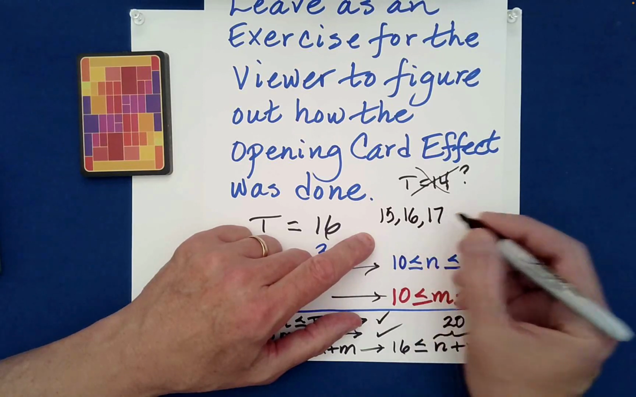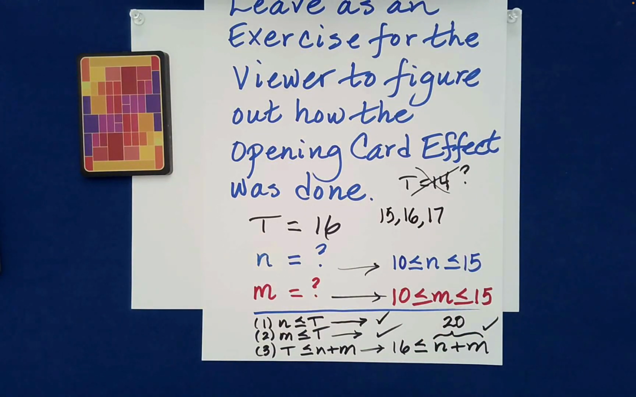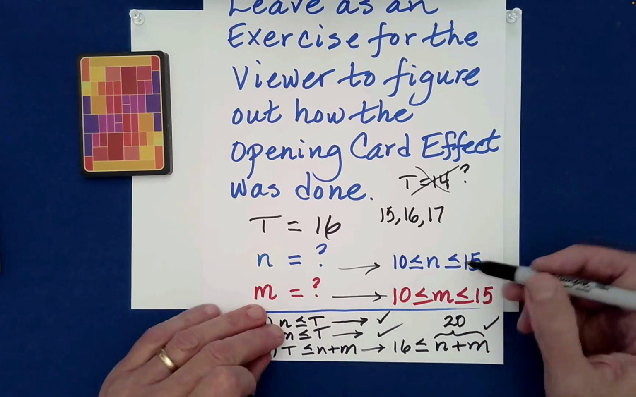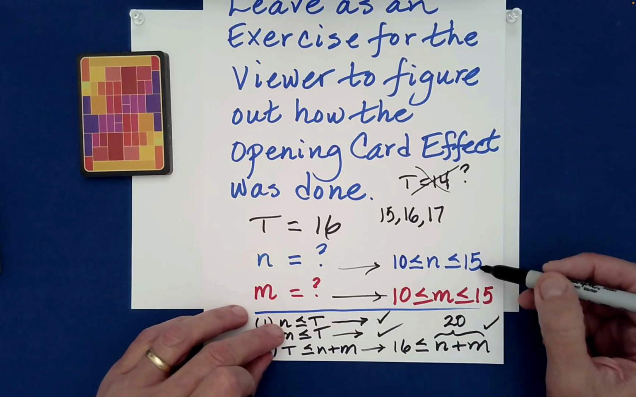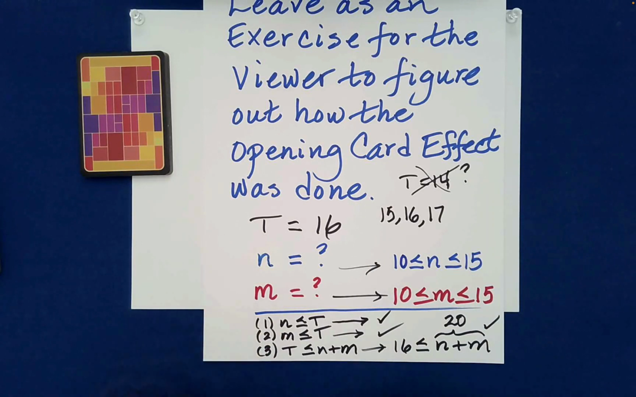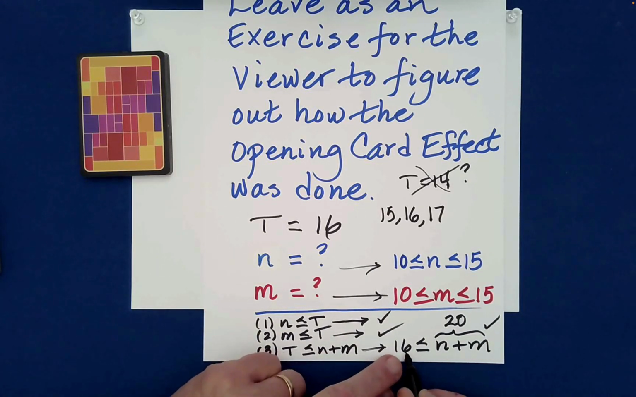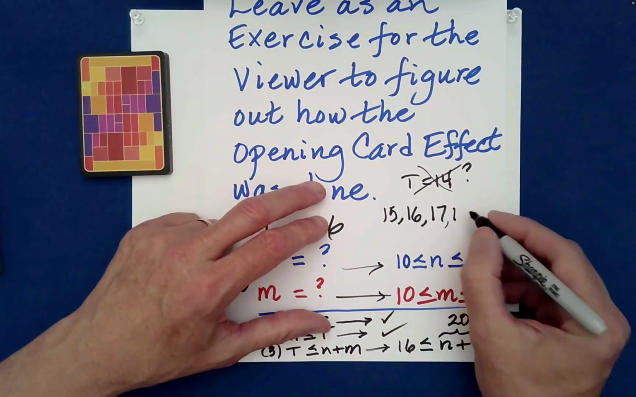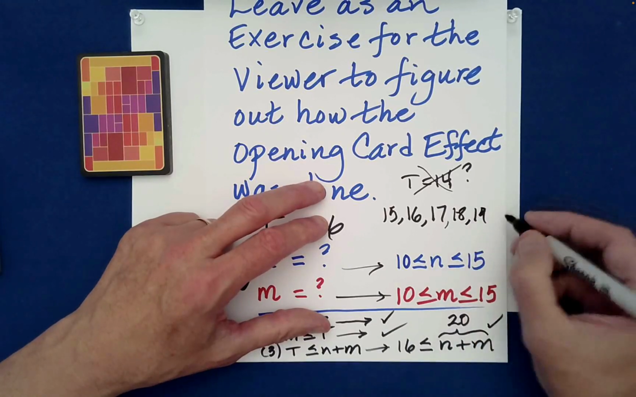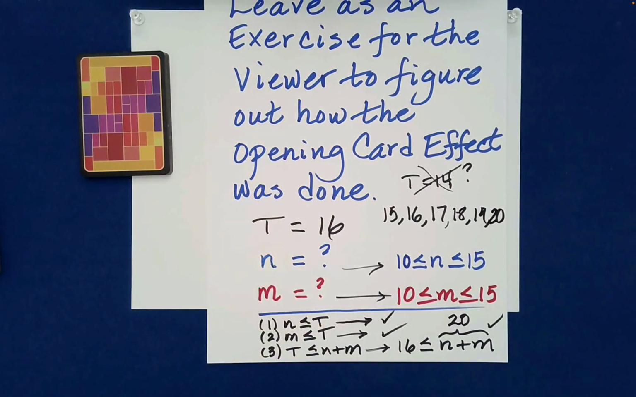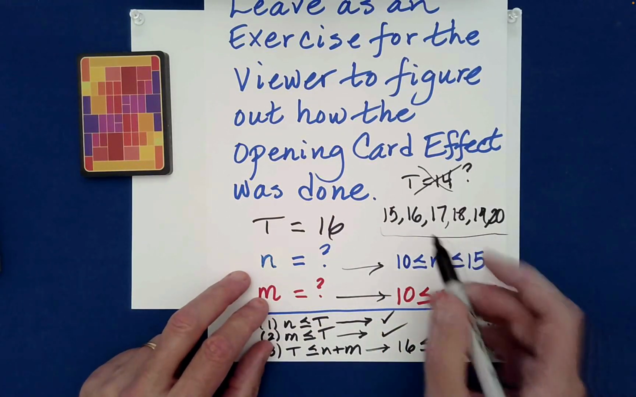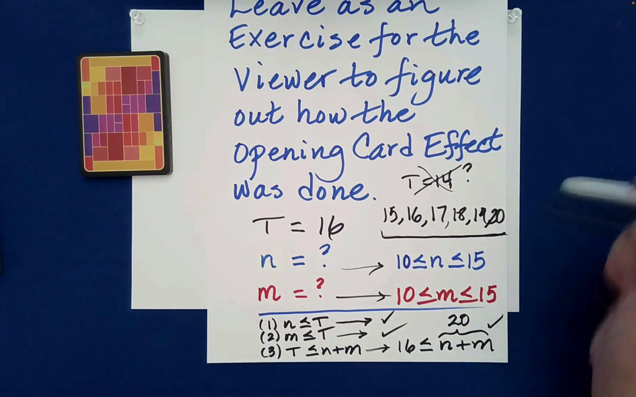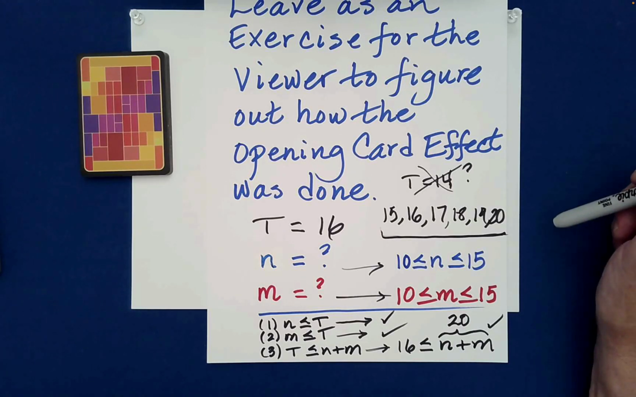What about 17? Could you actually use 17 cards? Well, the first 2 inequalities will work just fine, right? Because n and m cannot be any bigger than 15, and both of those are less than 17. So the only concern is over here. Is it true that 17 is less than or equal to 20? Well, it is. In fact, that kind of reveals what range of values you can use, right? So you can use anything in this range for t. The total packet size could be between 15, 16, 17, 18, 19, and 20. Any of those values would work for this routine.